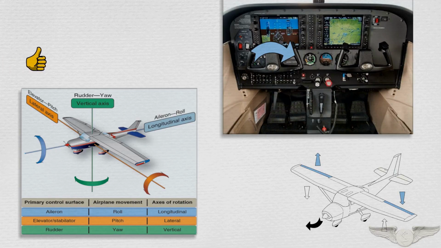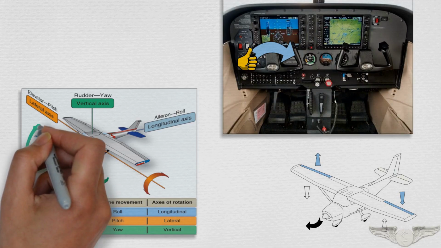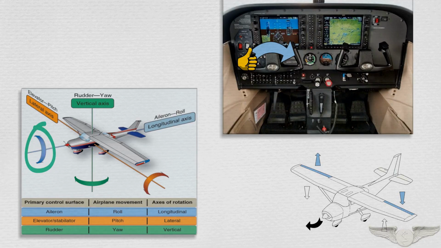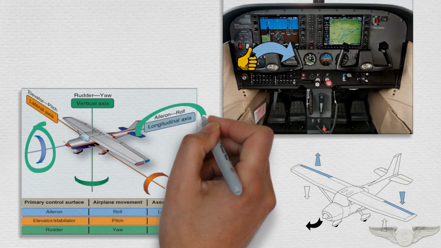Remember this: thumbs up, aileron up. Whichever direction your thumb is pointing as you turn the yoke, that is the aileron that is deflecting upwards. Again, this is known as roll, and it's along the longitudinal axis of the airplane.